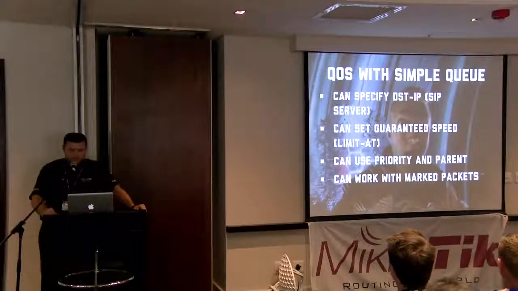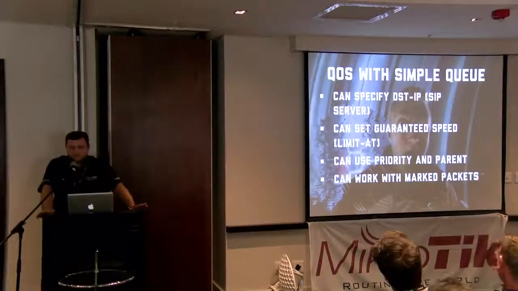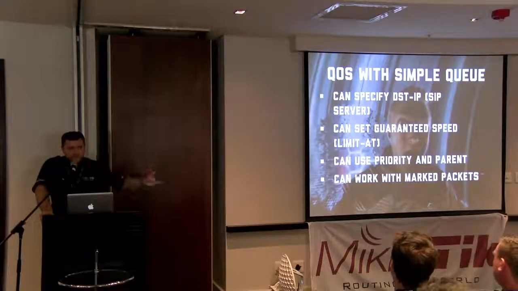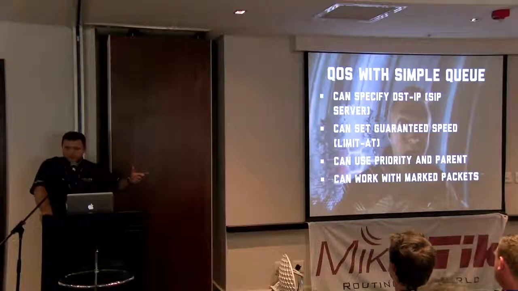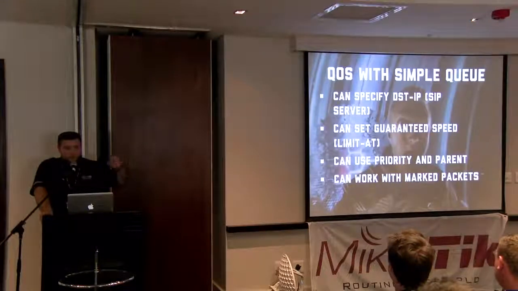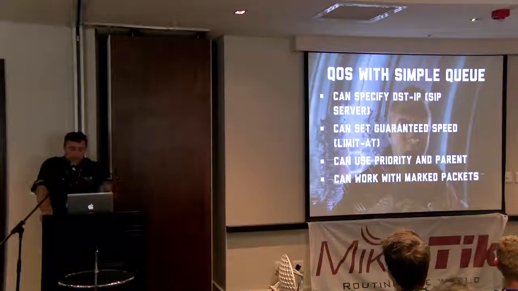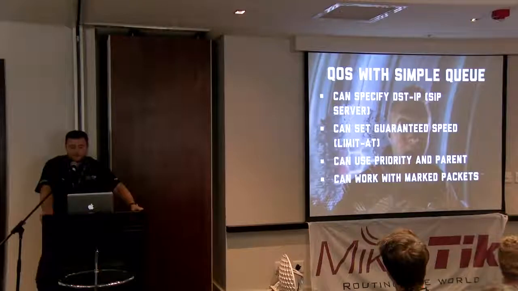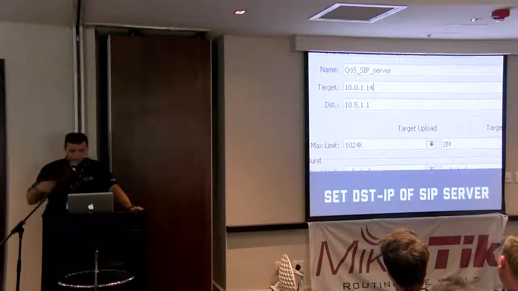It's just a suggestion. What you can do with QoS on a simple queue is specify the destination IP. When you are creating the simple queue, you always put the target, which is the source IP. So you can also put the destination IP, which will be the IP of your SIP server, for example. The packets on that queue will know that this traffic goes to a SIP server, and I need to put high priority or give dedicated bandwidth to it. So that's the second option. We can set up the guaranteed speed, and we can use priority and parent, and even that can work with marked packets. A few more slides show how to do that.